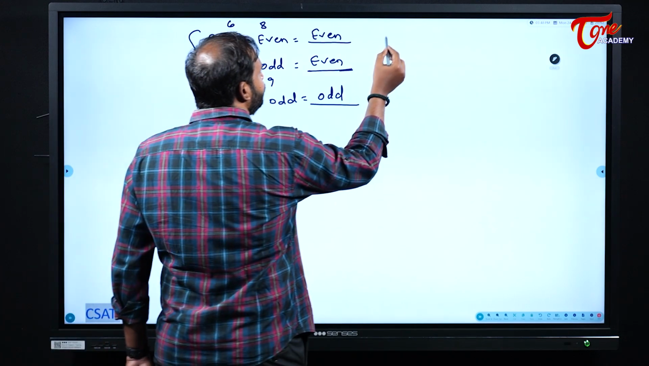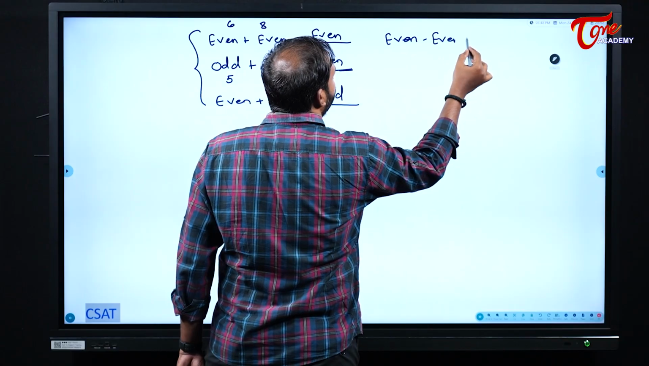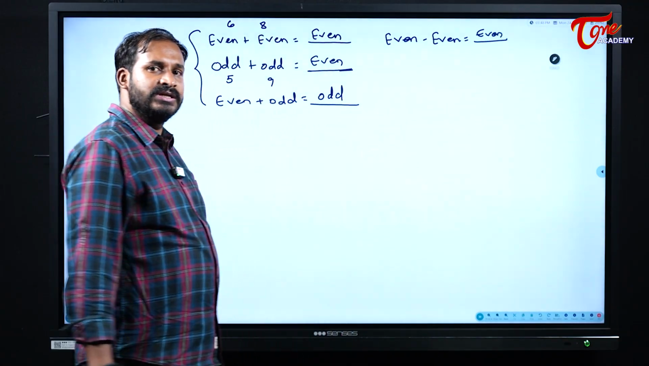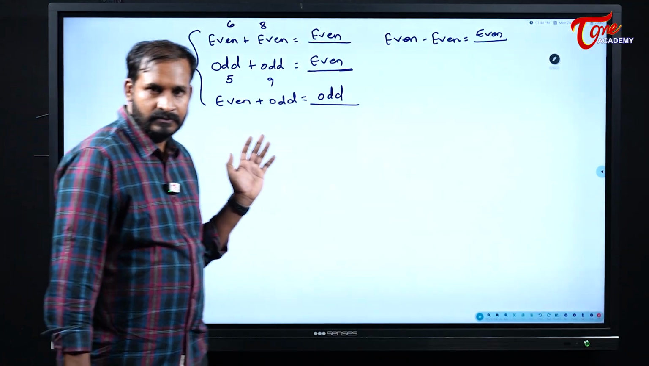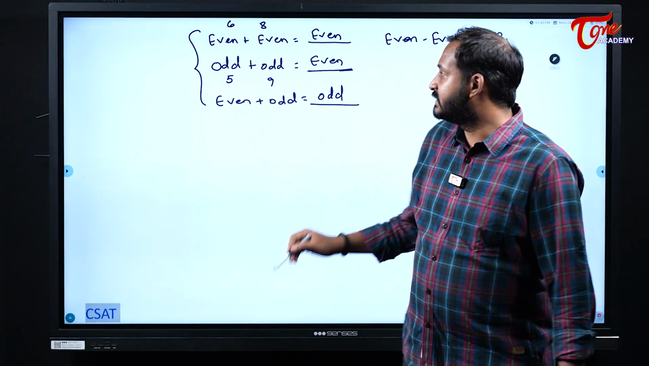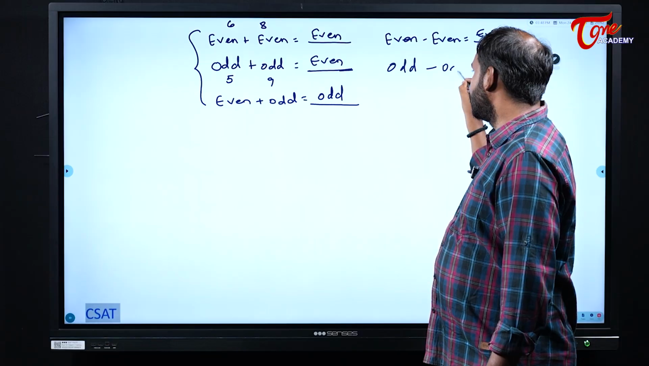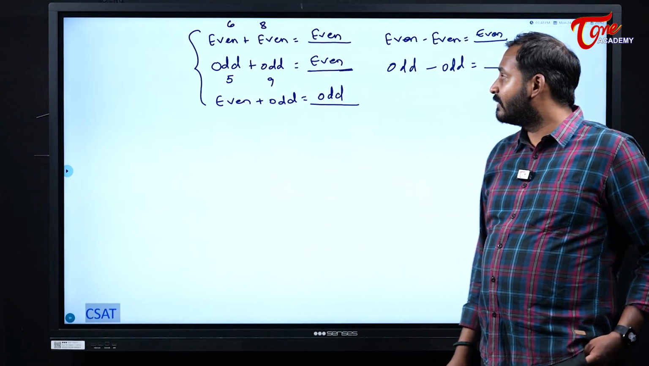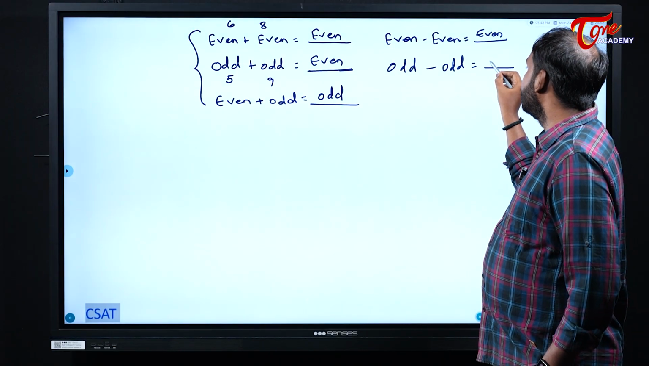And similarly, when I multiply an even number with an even number, what is the output we will get? An even number, or 0. Sometimes there is a chance for 0. So, even number or 0. And similarly, when I subtract an odd number from an odd number, what is the output I will get? I will get an even number.